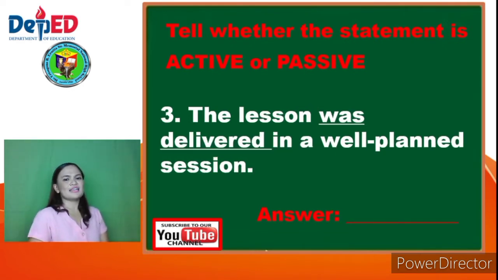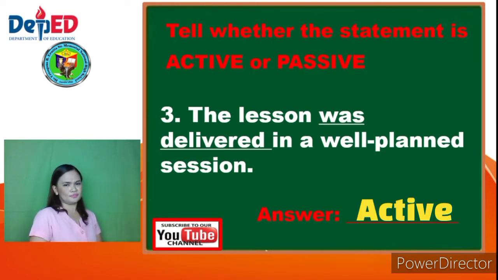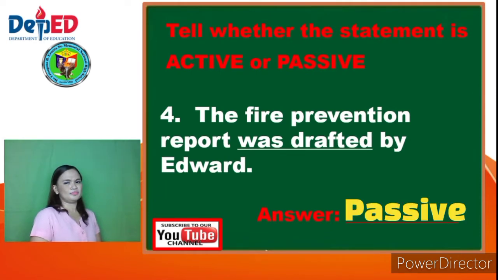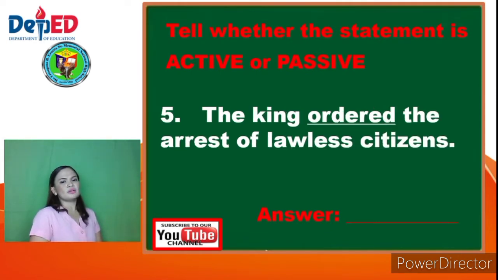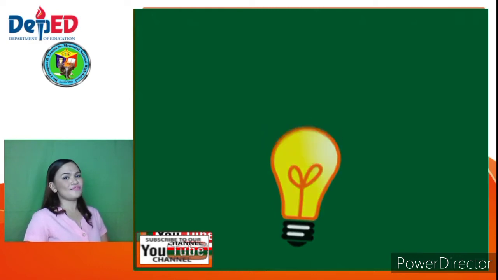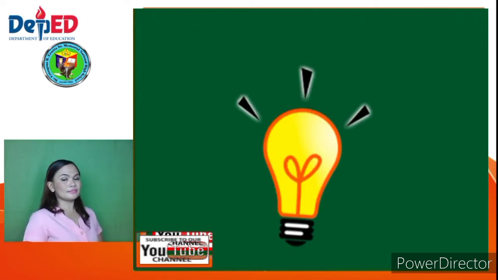Number 3. The lesson was delivered in a well-planned session. Okay, good. It is active. 4. The fire prevention report was drafted by Edward. Yes, it is passive. And number 5. The king ordered the arrest of lawless citizens. Good, it is active. Do you know that we can actually change active voice to passive voice and vice versa?